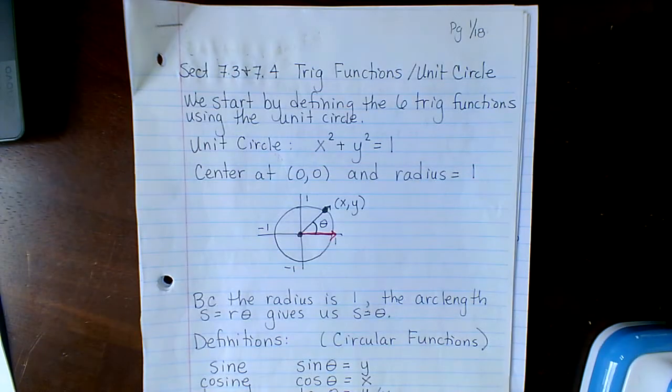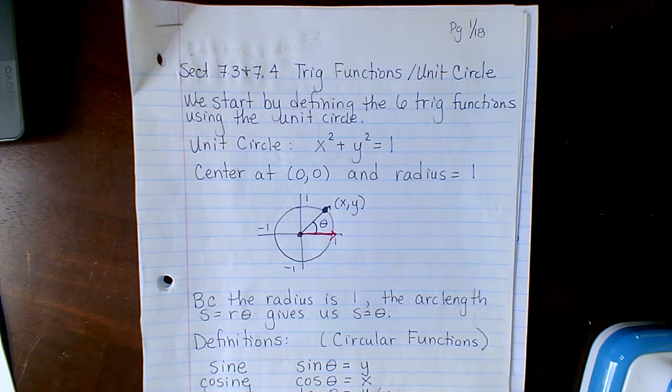Okay, so sections 7.3 and 7.4, in my opinion, go together very nicely. In fact, I'm not sure why they're separate, so I'm covering them together as one section, and I'm doing so before section 7.2. Again, just trying to follow more of a natural flow of how things happen rather than just following the book's order. So, okay, we're going to start by defining the 6 trig functions.